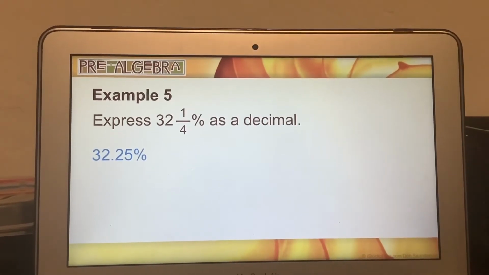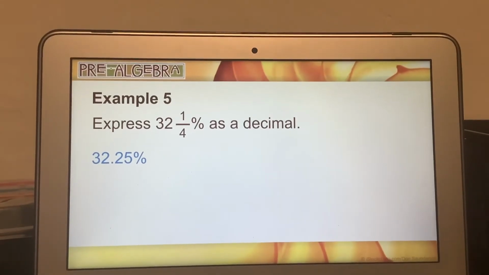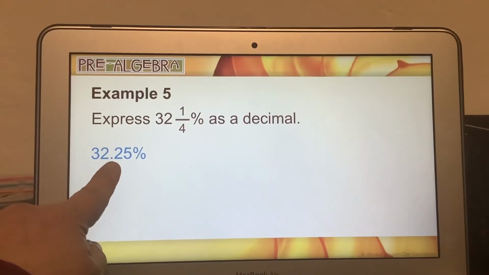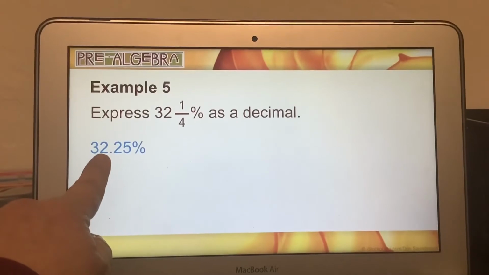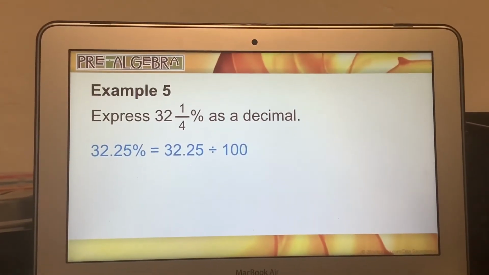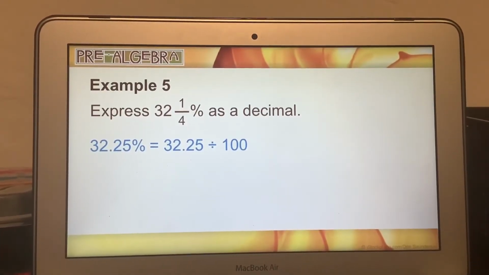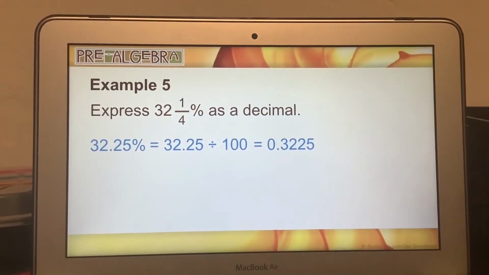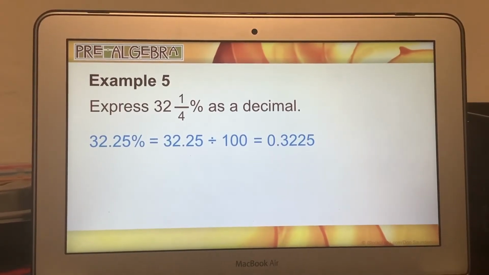Then I have to convert this percent into a decimal, and I'm going to move the decimal over 1, 2 places. Actually, sorry, the other way. 1, 2 places to the left, which is the same as dividing by 100. And then that means it's going to be 0.3225. So my final answer is 0.3225.